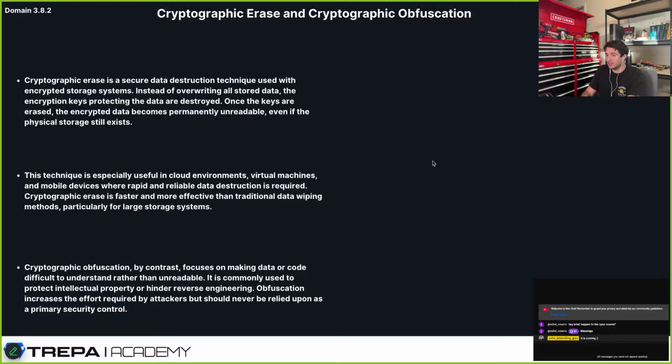Instead of overwriting old stored data, the encryption keys protecting the data are destroyed. So maybe we have terabytes and terabytes of data that's encrypted using the same key, and we need to get rid of it now. We don't need to archive it. We're just going to delete it.